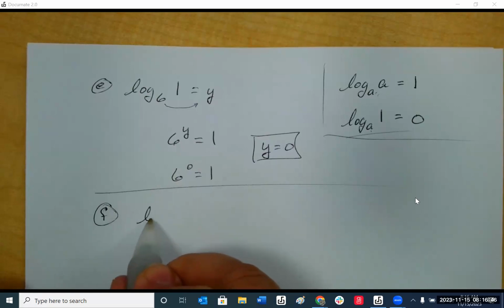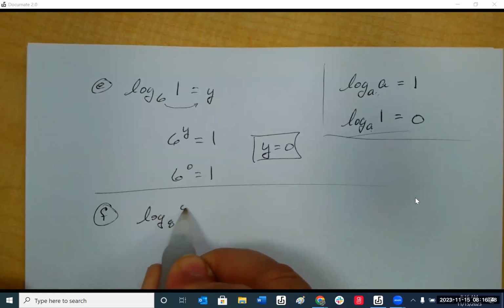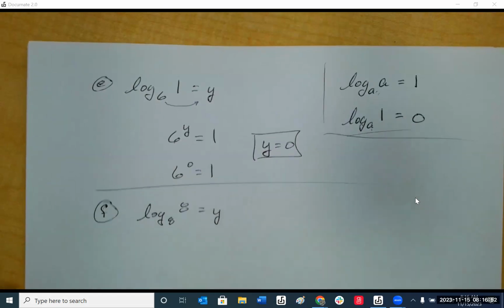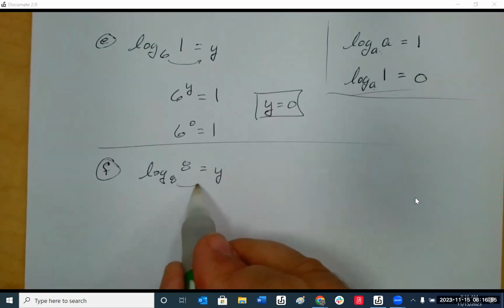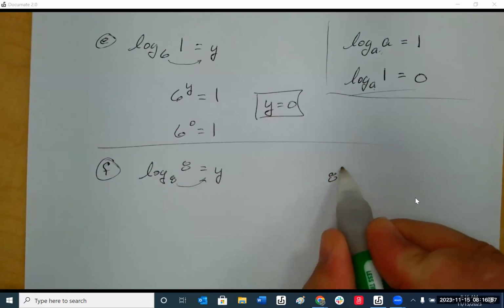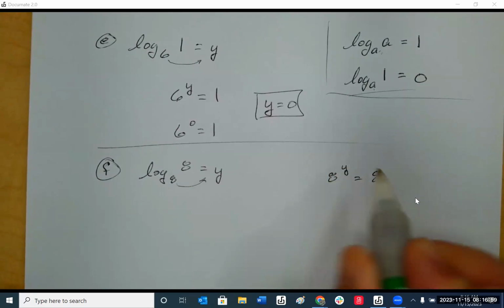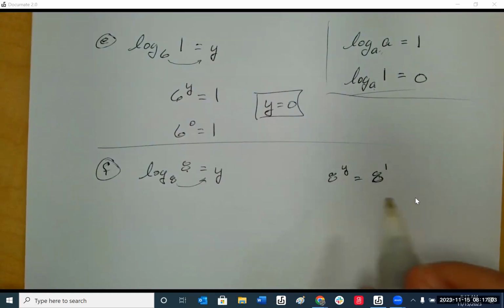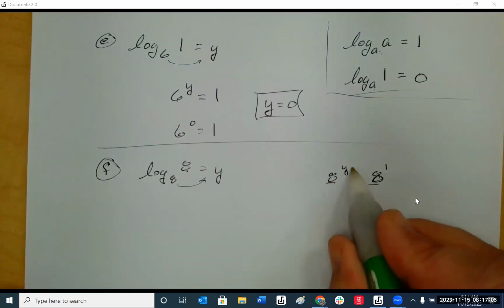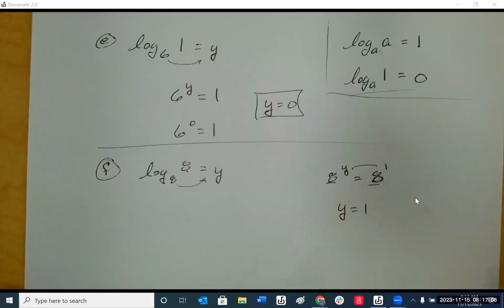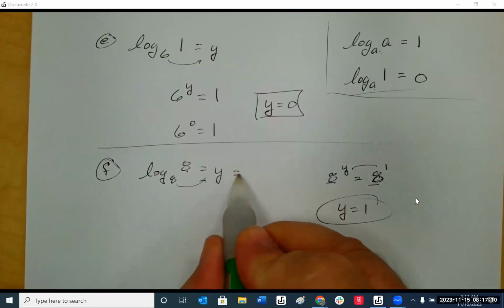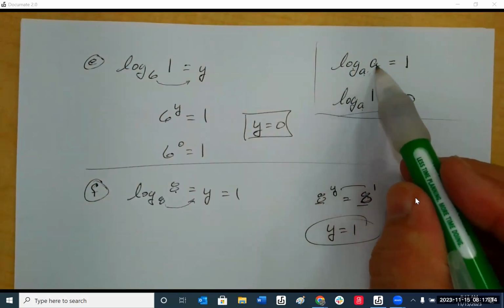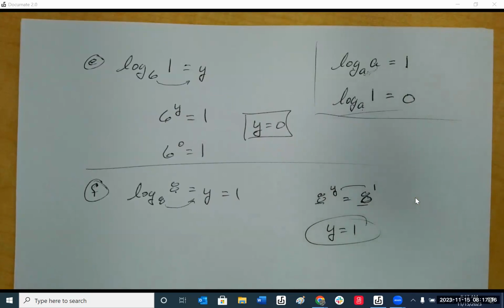And the last one, log base 8 of 8. So 8 raised to the power y equals 8. So this is 8 to the first power. Since the bases are the same, the solution is 1, which is what we said earlier. Log base a of a, if these are the same, then it equals 1.